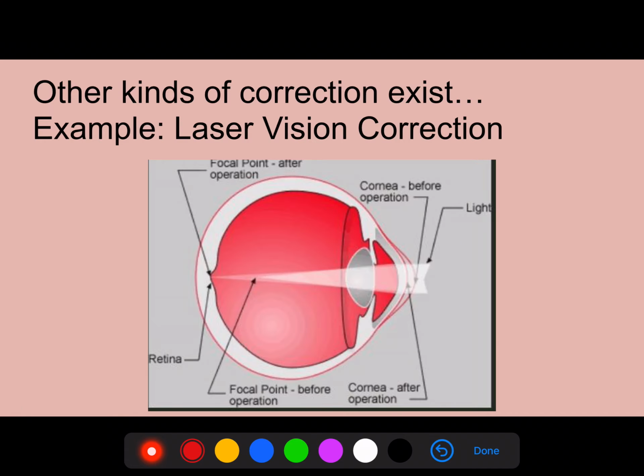It's worth noting that in this era, corrective lenses are not the only option to correct one's vision. Another example of corrective vision is the laser vision correction, which has become more and more affordable as time goes on. And what happens here is that your cornea is essentially reshaped, and that allows the focus to be placed on the back of your retina instead of falling short, as in a case where you have myopia.